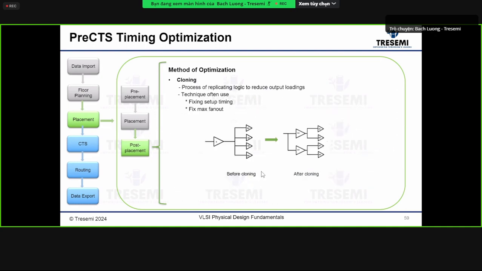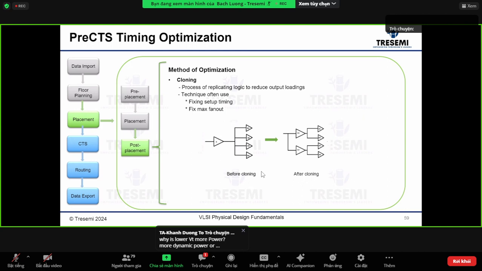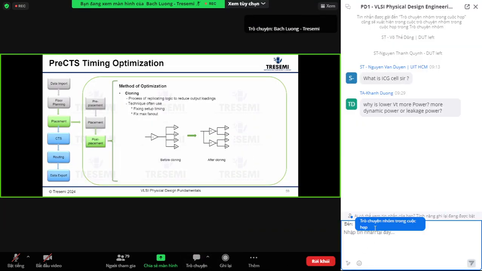Okay, next one is called logic cloning, or cloning. It's the process of replicating logic to reduce output loading. Replicating means copy, and then produce the same logic. The technique is often used to fix setup timing and max fanout.